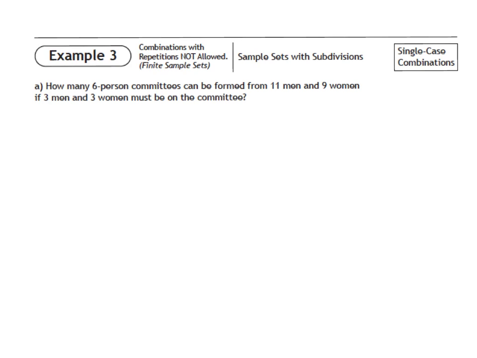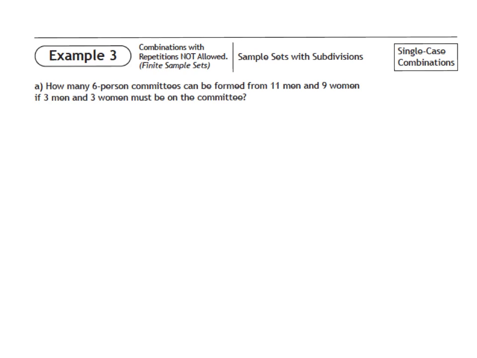So this is when we start to put some conditions on. How many 6-person committees can be formed from 11 men and 9 women if 3 men and 3 women must be on the committee? So it's not quite as straightforward as the previous question, but I think this one's not too difficult. What do you think you have to do here?